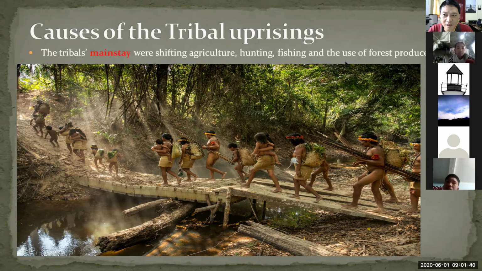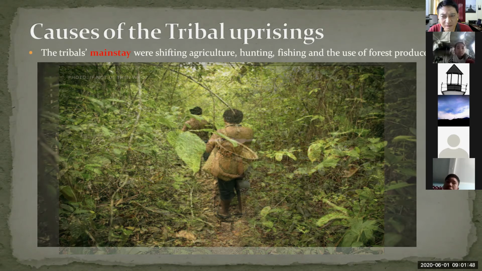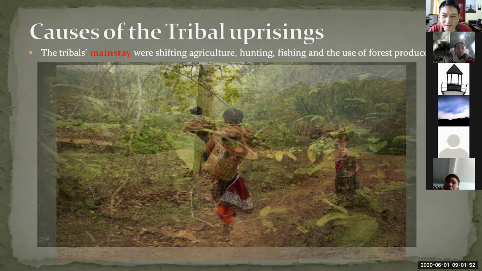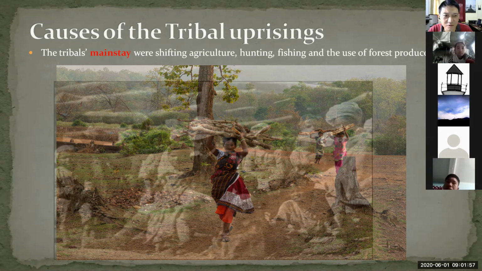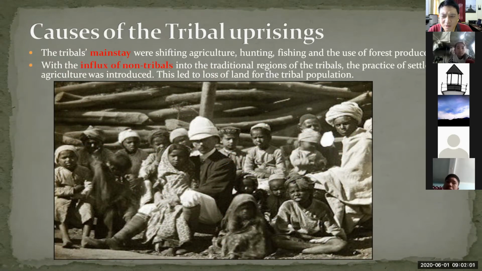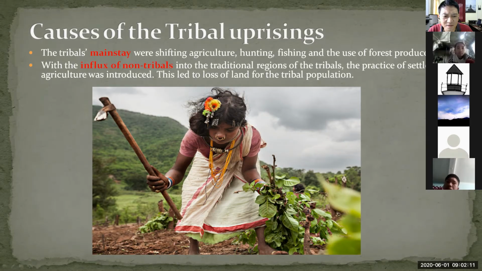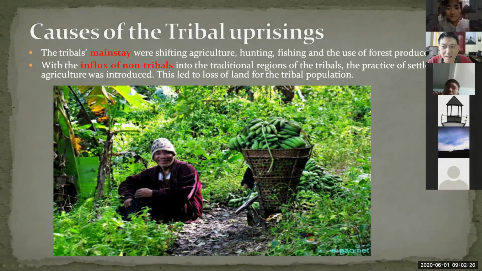The first thing is to look at how tribals live, how they survive. They're mainly dependent on the forest and on their land especially, whether it is for agriculture, for hunting, for fishing, whether it is for firewood. Many things are dependent on the land itself. So when the British came, this was all disrupted. Non-tribals also started coming into the land. In the past, agriculture was not settled, but now it began to be settled. And the land became less for the tribal communities.